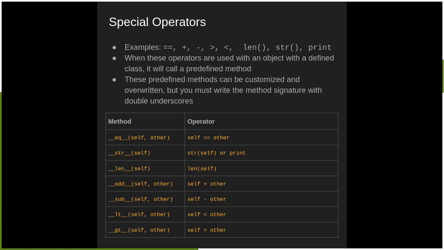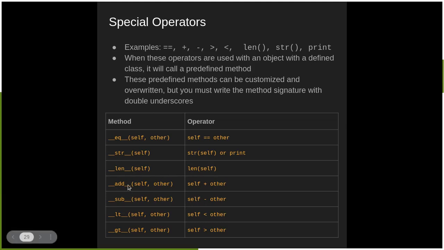So the method __eq__ with two parameters, self and other, would be called when you use the Boolean double equals check to determine whether two objects are equal. The __str__ method with the double underscores will be called when you call the string function or the print function outside of the class. The __len__ method with the double underscores will be called when you call the length function outside of the class declaration.